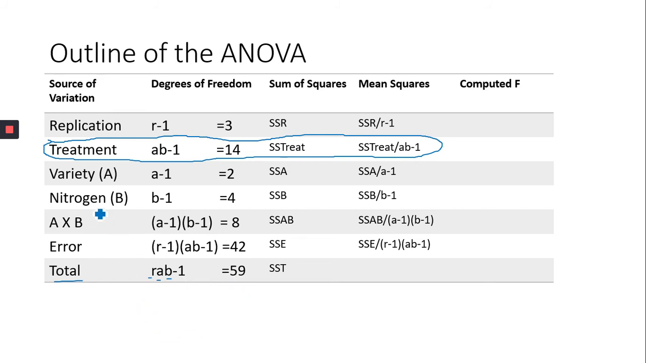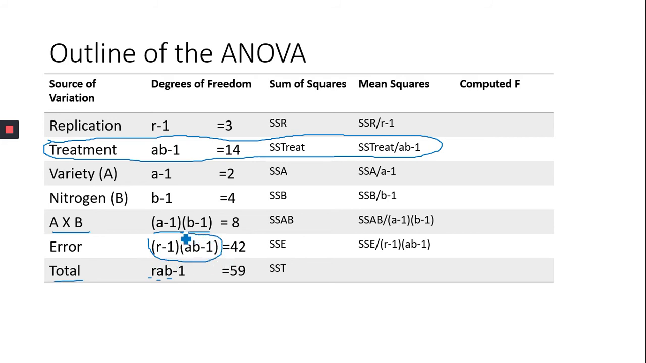Now, for nitrogen, number of levels of factor B minus 1, straightforward. For variety, A minus 1, it's 2, which is straightforward. Now comes the interaction. Interaction, we are saying A times B. The same way we are multiplying these factors, we also multiply the degrees of freedom to get the degrees of freedom for interaction. Now the big question is, what about for error?